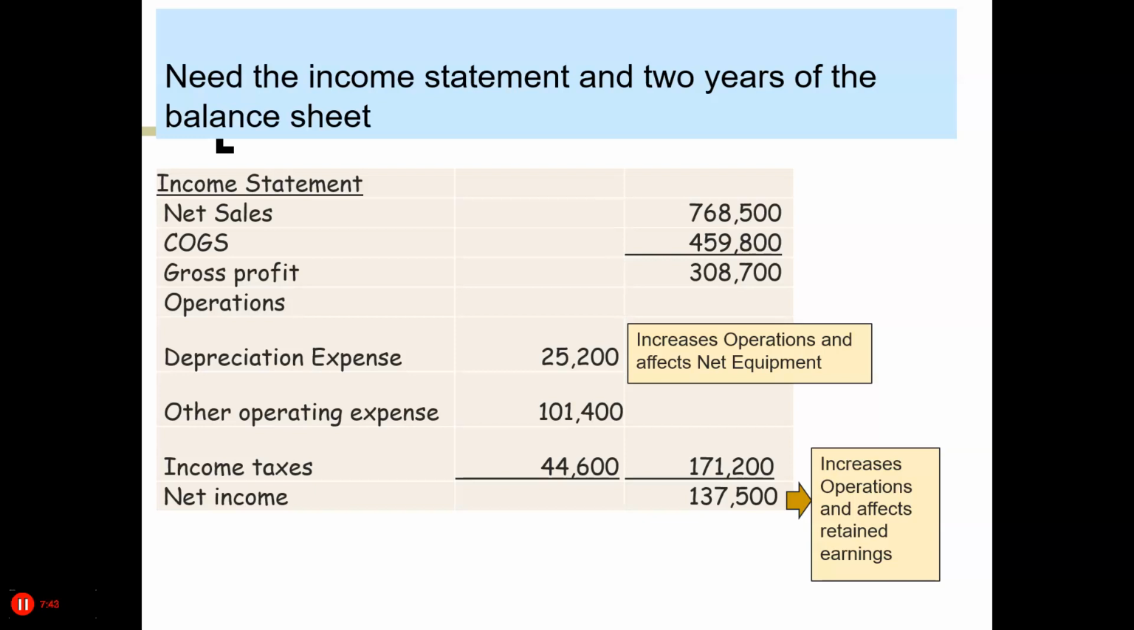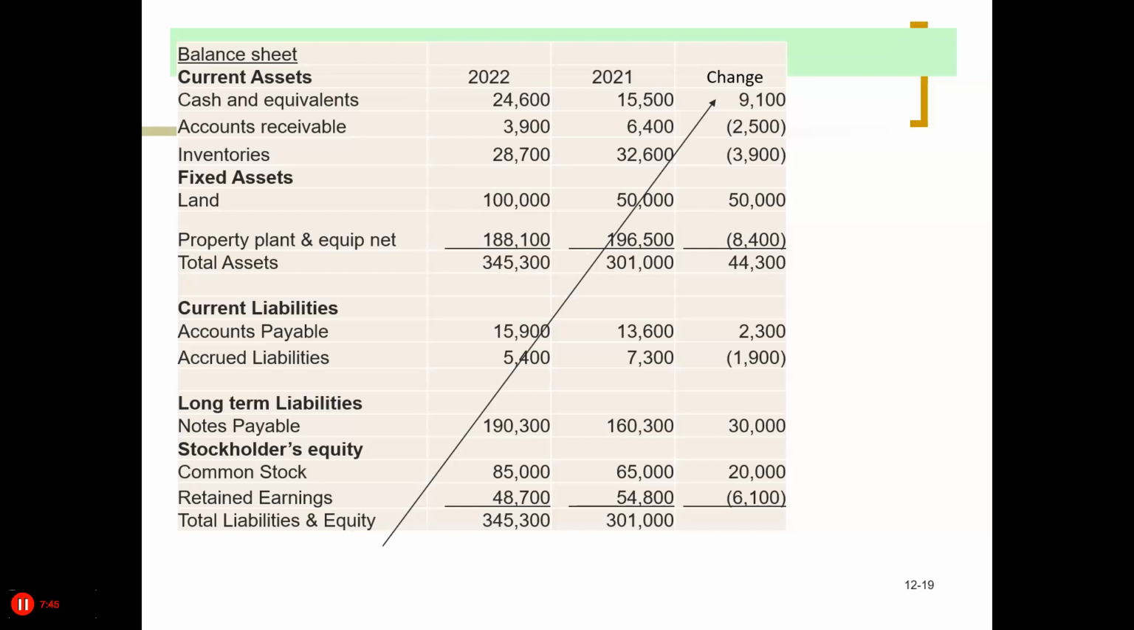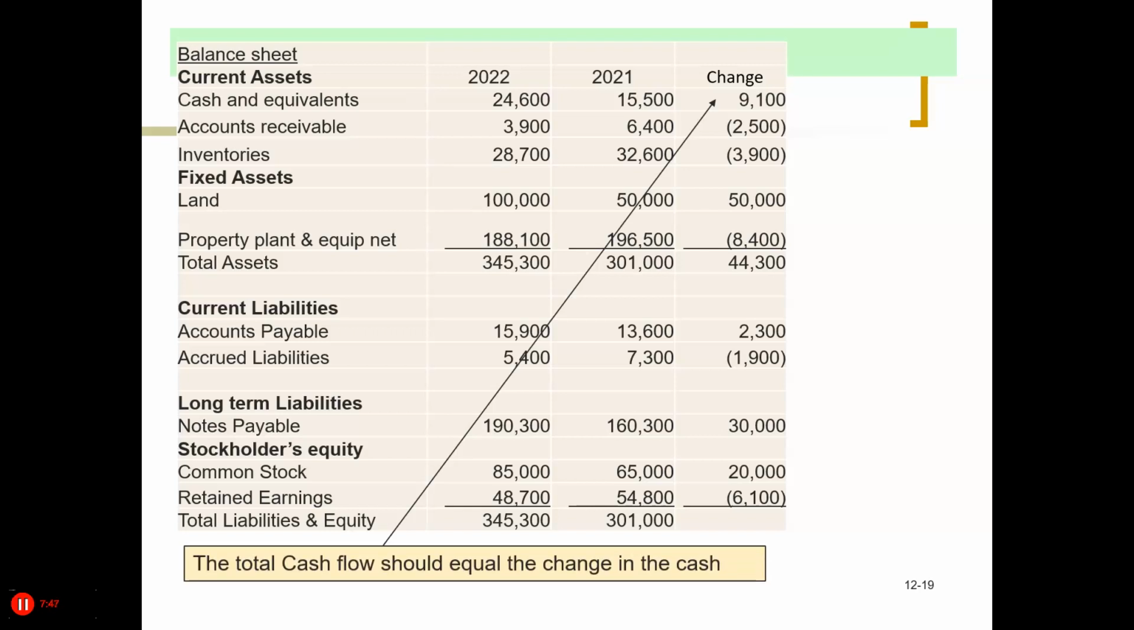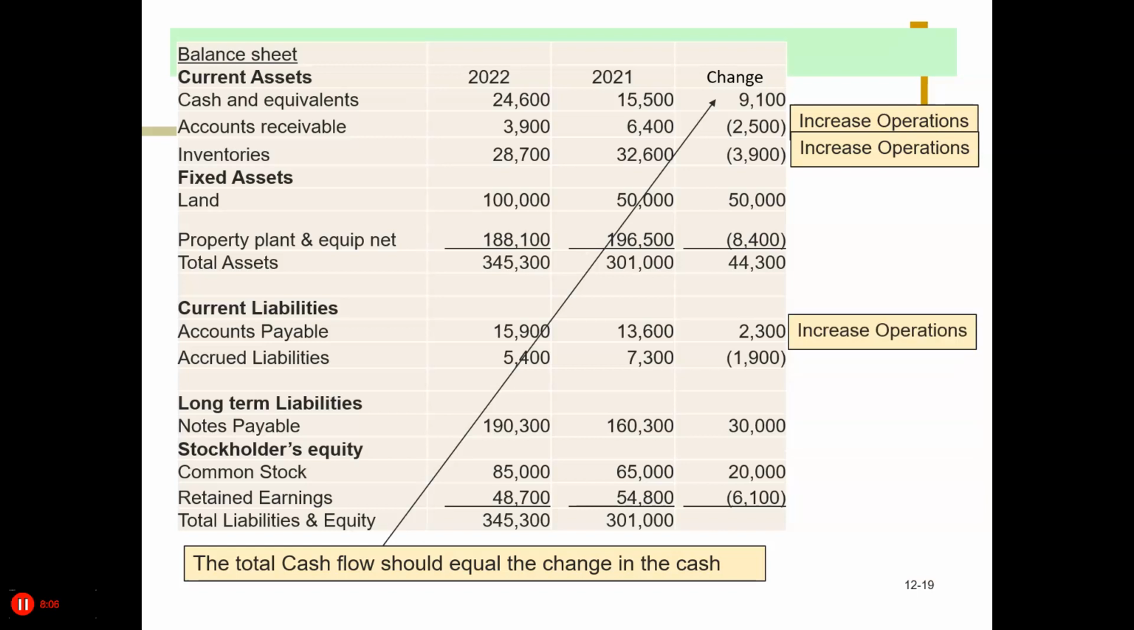Now we'll look at our balance sheet. We have 2 years. This is the number we're going to try to total to, which is the 9,100. Now we're going to go through our current assets and current liabilities. Our accounts receivable went down, so it's going to increase operations. Our inventory went down, so it's going to increase operations. Our accounts payable went up, and they go in the same direction. It's going to increase. Accrued liabilities went down, so it's going to decrease.